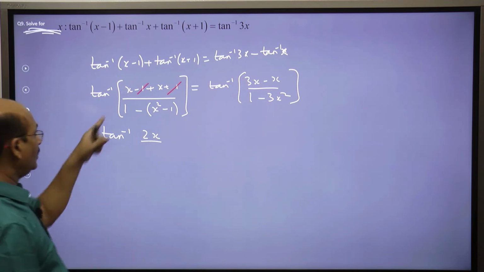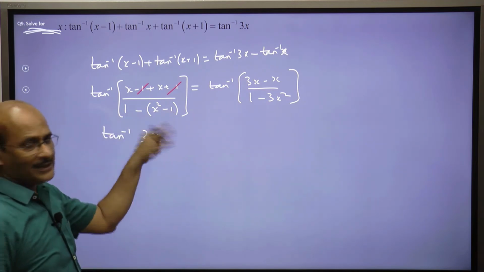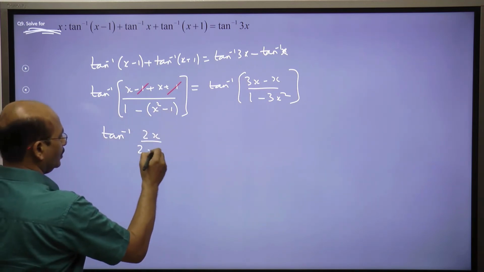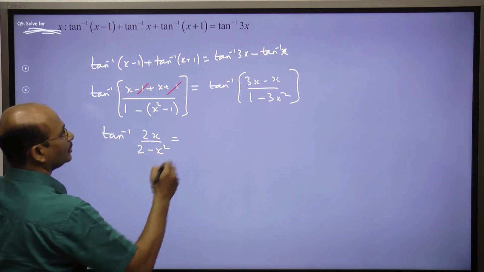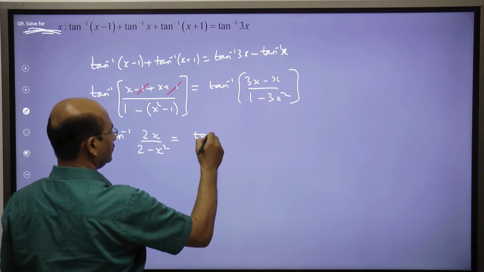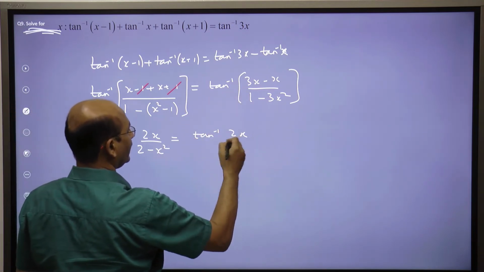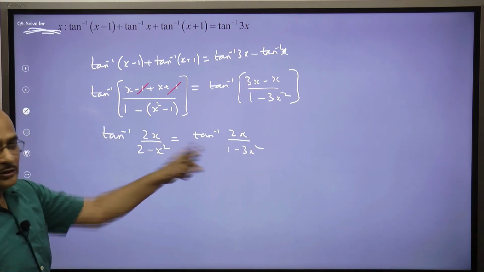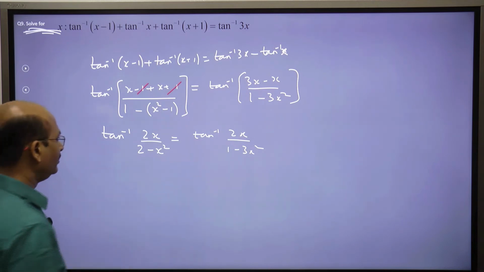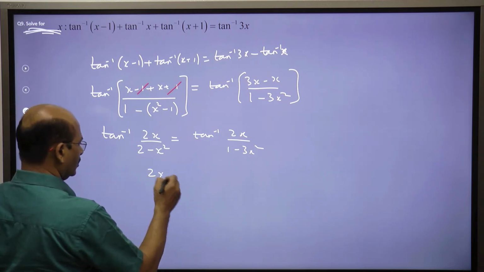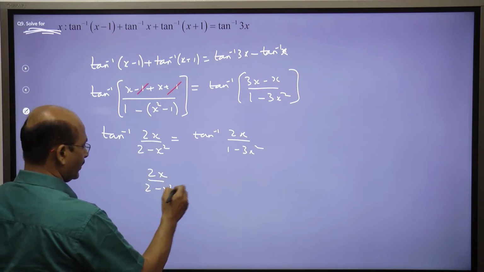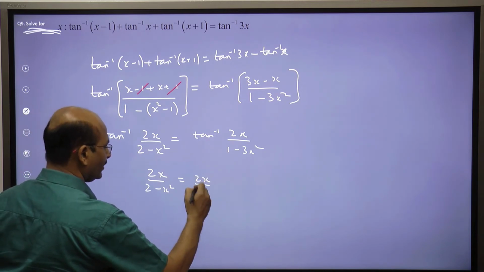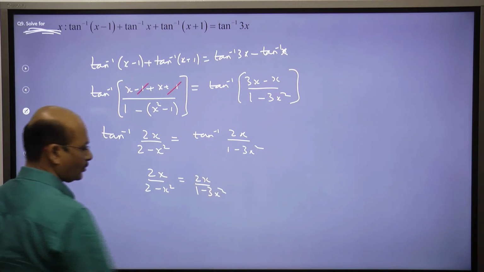Now see what is happening. 1 minus of minus 1 is plus 1. So 1 plus 1 is 2, minus x square, is equal to, this will become tan inverse 2x upon 1 minus 3x square. So as it is, don't cancel this tan inverse. Equating, you can get 2x upon 2 minus x square is equal to 2x upon 1 minus 3x square.